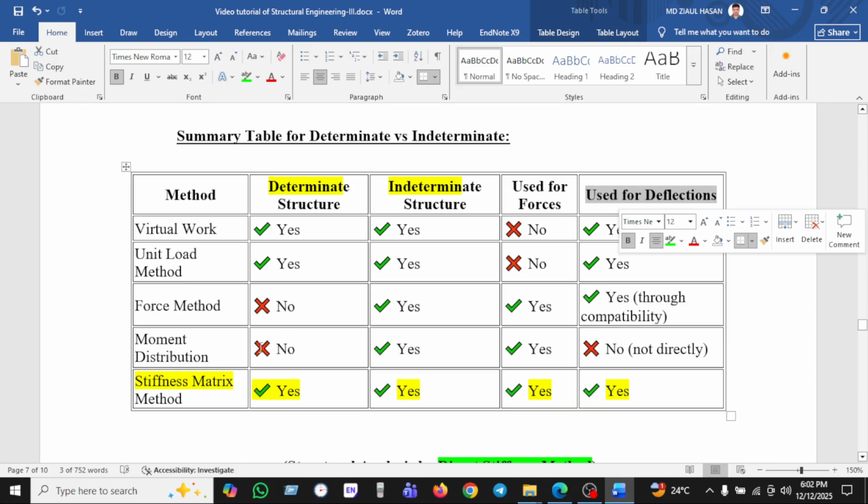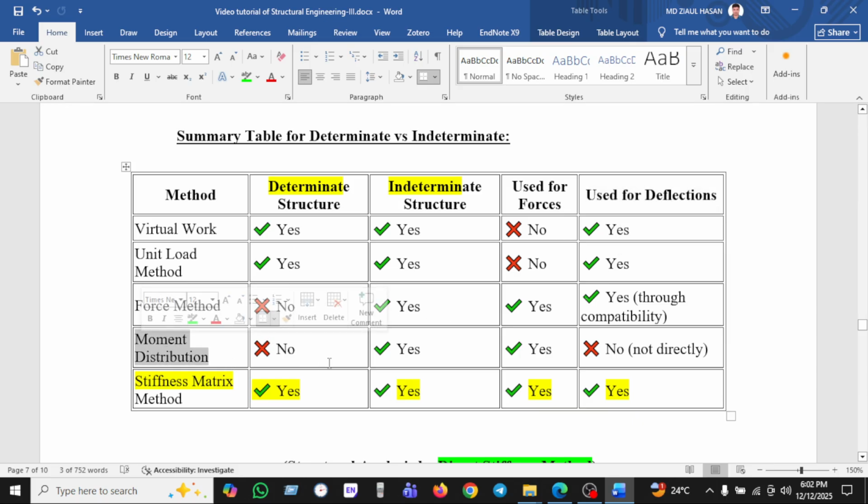as well as the deflection. Another one is the moment distribution method. We cannot use moment distribution for determinate structures, however we can use it for indeterminate structures. We can find out the force from the moment distribution method, but we cannot find out the deflection using it.